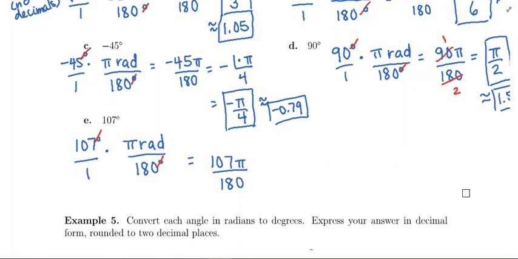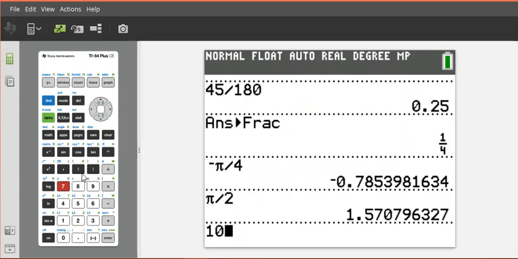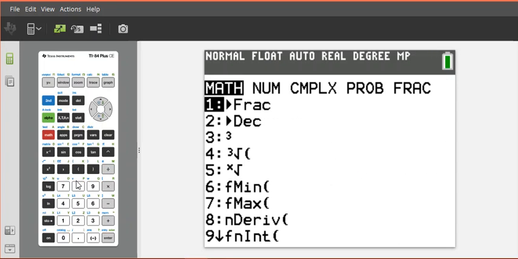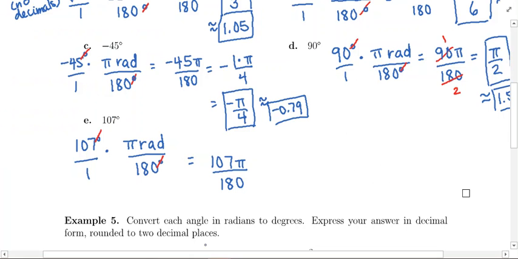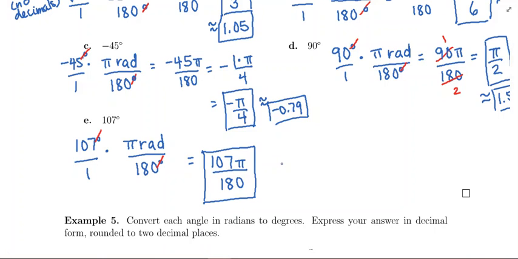I don't believe that the 107 divided by 180 reduces. We can check on the calculator here. Okay, so if we try to convert this to a fraction, so if you do math, option 1 for fraction, okay, you get 107 divided by 180 back. Okay, so this fraction does not reduce. Okay, so here is your exact answer. Okay, do not, in any of these problems, don't forget the pi. Okay, 107 divided by 180 is not the same thing as 107 times pi divided by 180. Make sure you carry the pi if you have to.